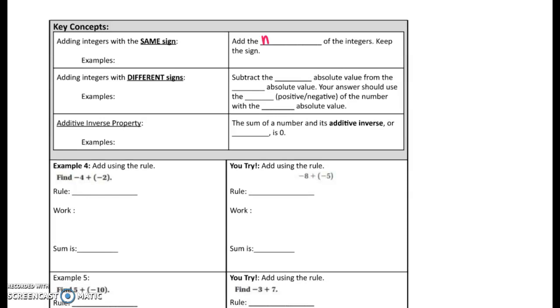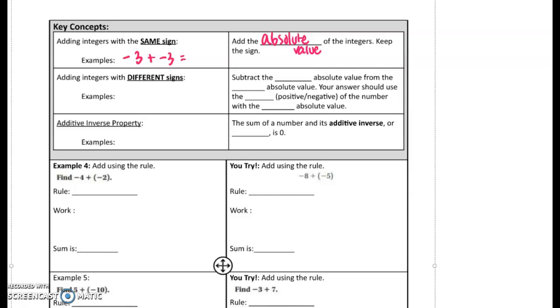So we add the numbers. We're going to add the actual value of the numbers and then keep the sign. So an example of this is if we have negative 3 plus negative 3.